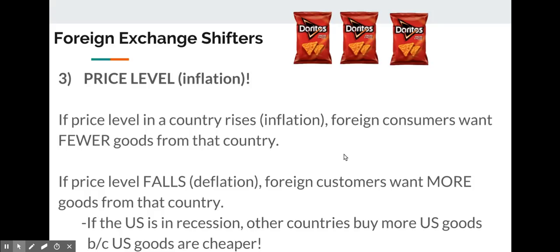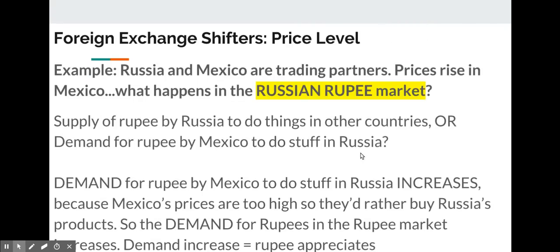On the flip side, though, if we're at a time of inflation, we're beyond full employment, foreign consumers go, American goods are too expensive. We don't want those anymore. So that would impact, are they supplying their own currency so that they can buy American goods, or are they not going to supply their own currency because they do not want to buy American goods? So here's a written out example for price level or inflation shifters using Russia and Mexico.